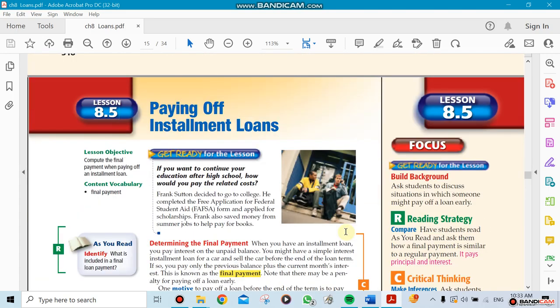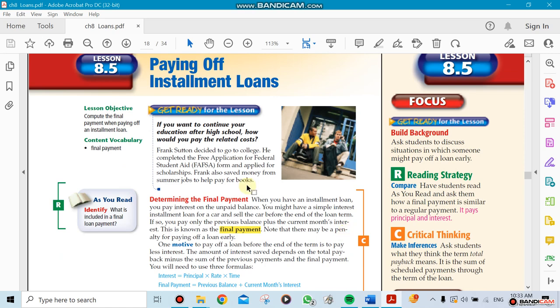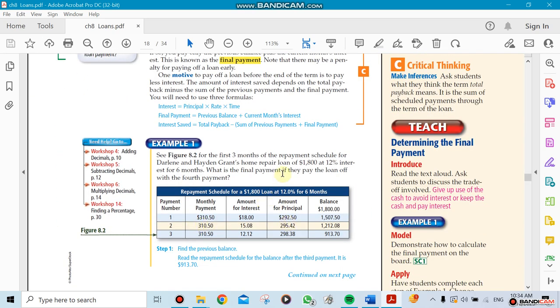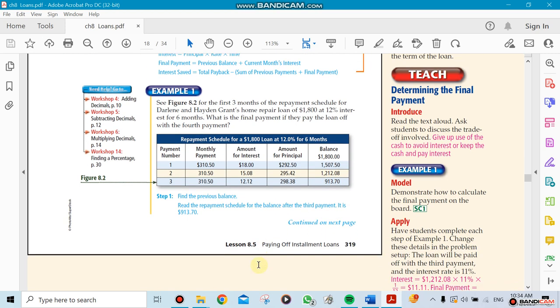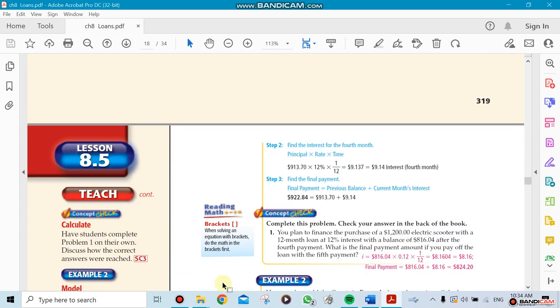Okay. So now the last idea here in this chapter, paying off the loan. What does it mean? Let's say, for example, I took a loan for 6 months. I decided after the third month that I have the money to pay the whole thing. I don't want to wait till the 6th month. So now I do have the $913.70. Now I need to pay it. So the bank will say, okay, that's acceptable, but you need to pay me for one more month of interest. So the bank will do this.